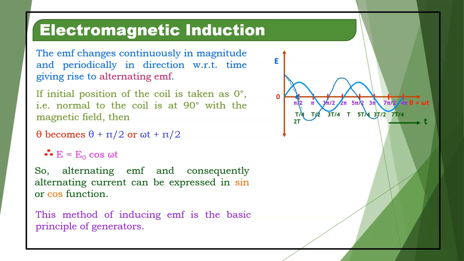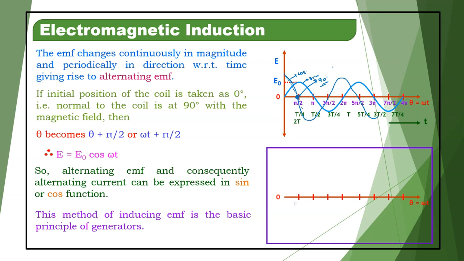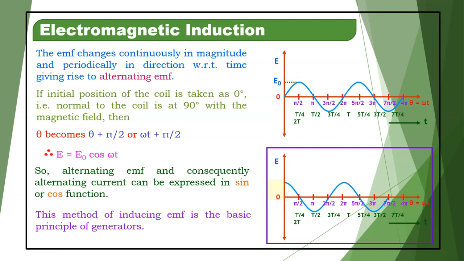Because cos 90 will be 0. So this is a cos graph and this is the sine. Like this. The upper one is a sine graph and the lower one is a cosine graph.